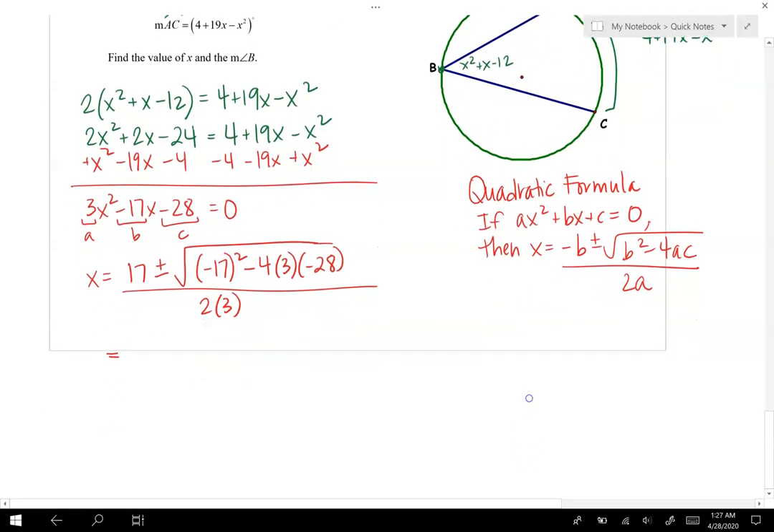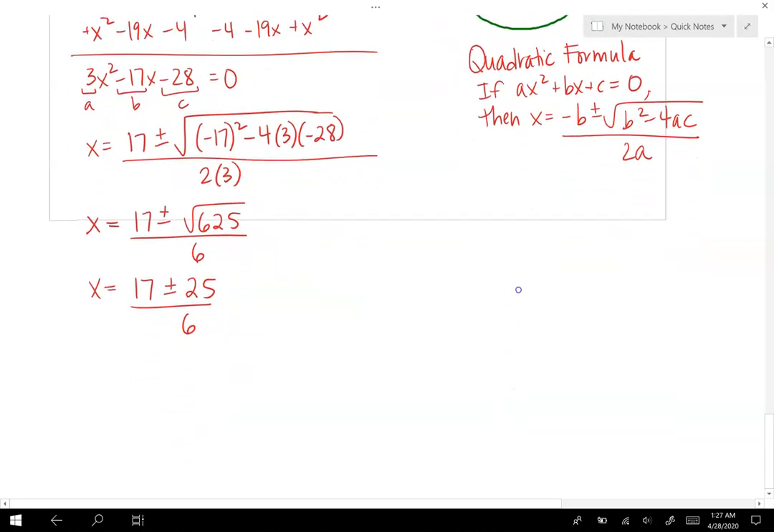I might need to scroll down for more paper. Alright, so let's figure out what's under the radical there. When I multiply that all out, I get 17 plus or minus the square root of 625, all over 6. So I get x equals 17 plus or minus 25 over 6.